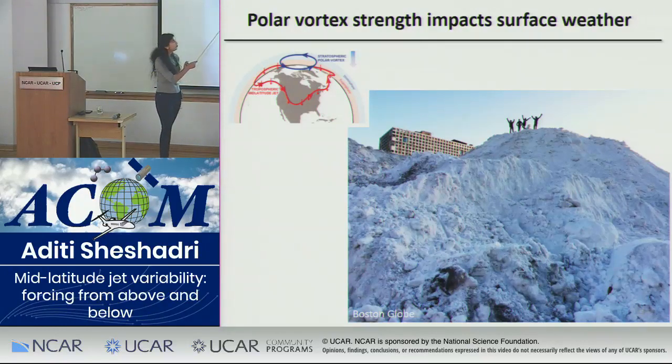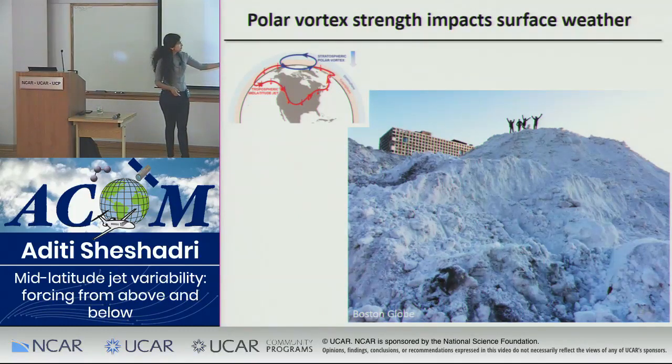EOFs have also been used to understand how the stratosphere and the troposphere communicate with each other, and how the polar vortex and changes in the polar vortex strength can influence the jet. Here is just a schematic representation of that. So when the polar vortex becomes weaker, typically we expect the tropospheric jet to shift equatorwards.